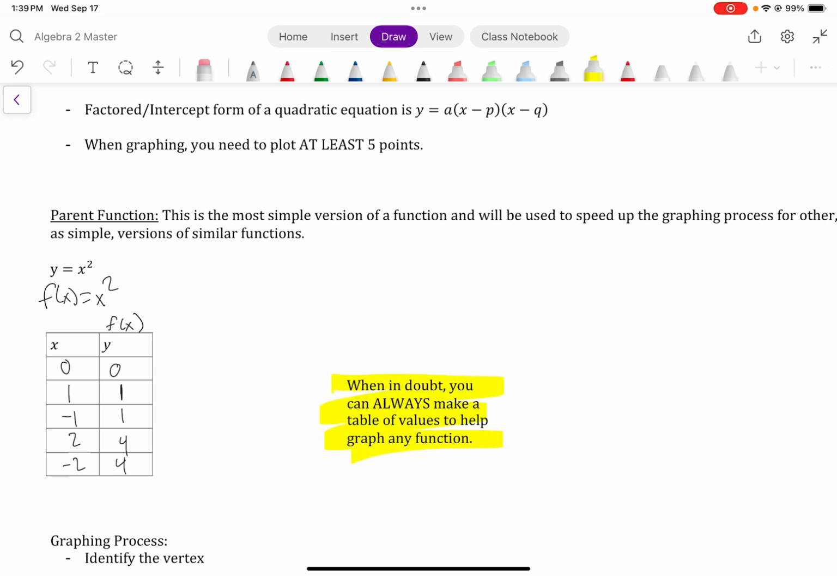But like it says here, when in doubt, you can always make a table of values to help graph any function. Even if you don't remember the parent function, you start picking numbers for x, plugging them in, it will give you a y value, put it on the graph. Eventually, you should be able to see a rough shape of the function itself. Maybe it takes you 6 dots, maybe it takes you 60 dots, maybe it takes you 3 dots. It kind of all depends on what x values you pick.